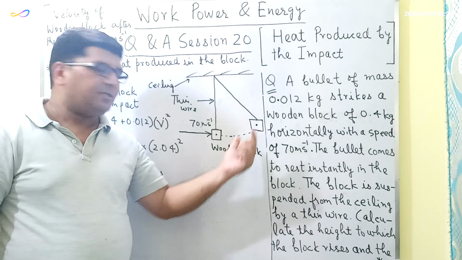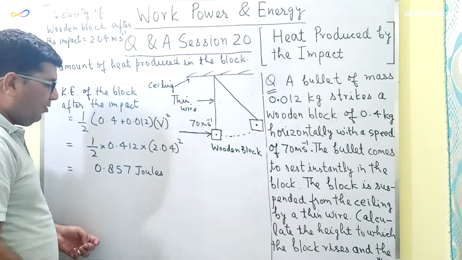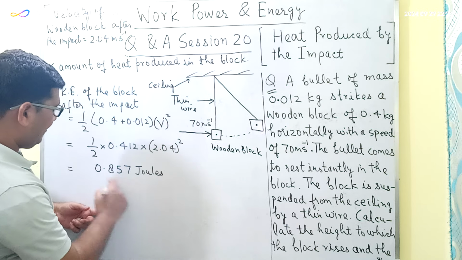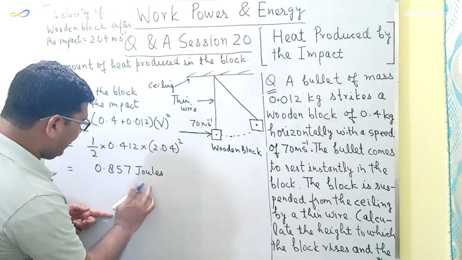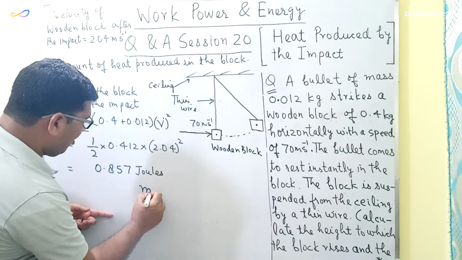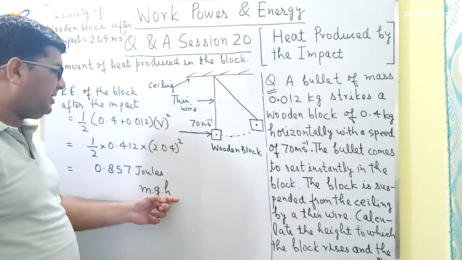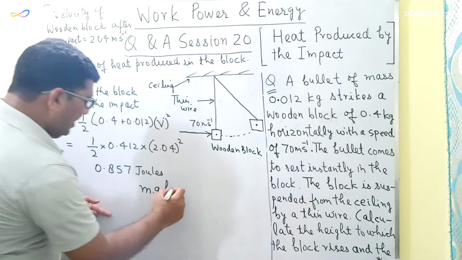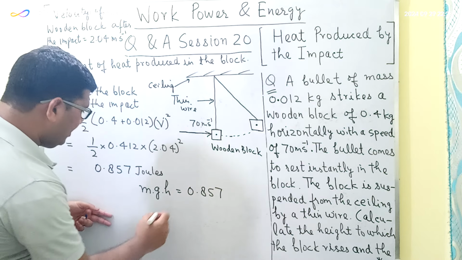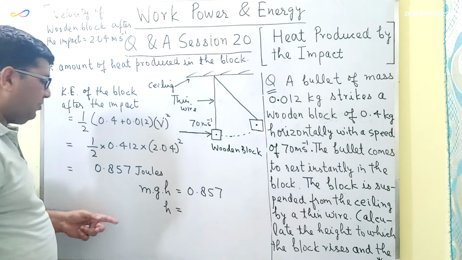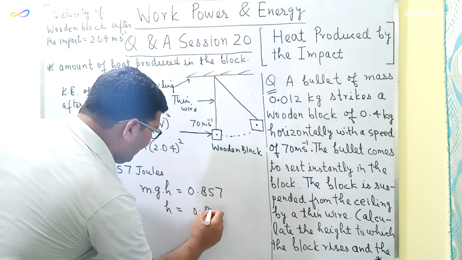It will attain a certain maximum height. Now at the maximum height, this kinetic energy will completely get converted into the potential energy. So by the law of conservation of energy, this kinetic energy will be converted into the potential energy, and this will be equal to mgh, that is the mass of this wooden block into g into h, the height attained by this block, and this will be equal to 0.857.